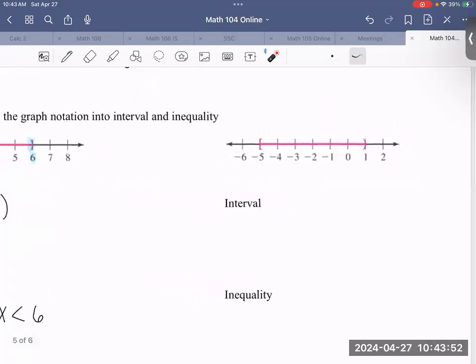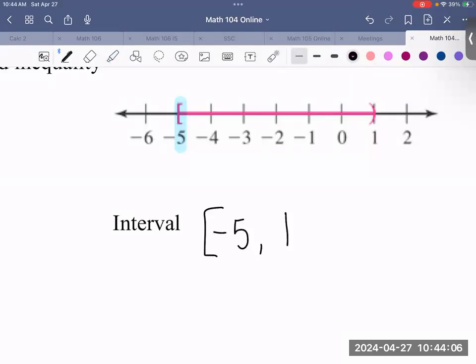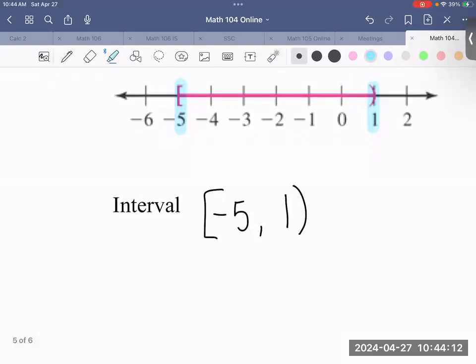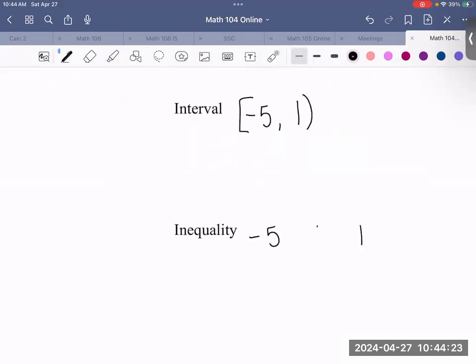So one more time here. Now notice that this -5 has a bracket. So we are looking at an interval which now includes -5. We go all the way up to 1, which has a parentheses. So x is greater than or equal to -5, but less than 1. So we start with your -5, your 1, and we said x goes in the middle. We have a bracket, which means we're going to have an equal sign underneath, and x is less than 1.